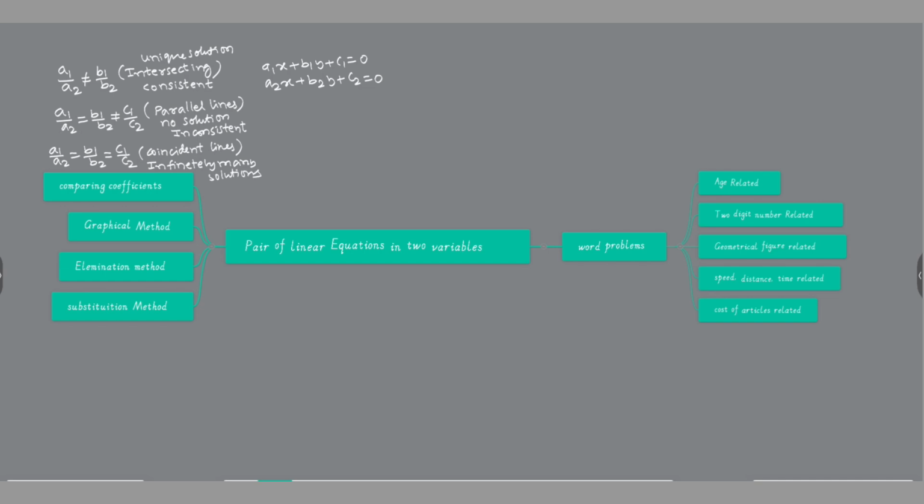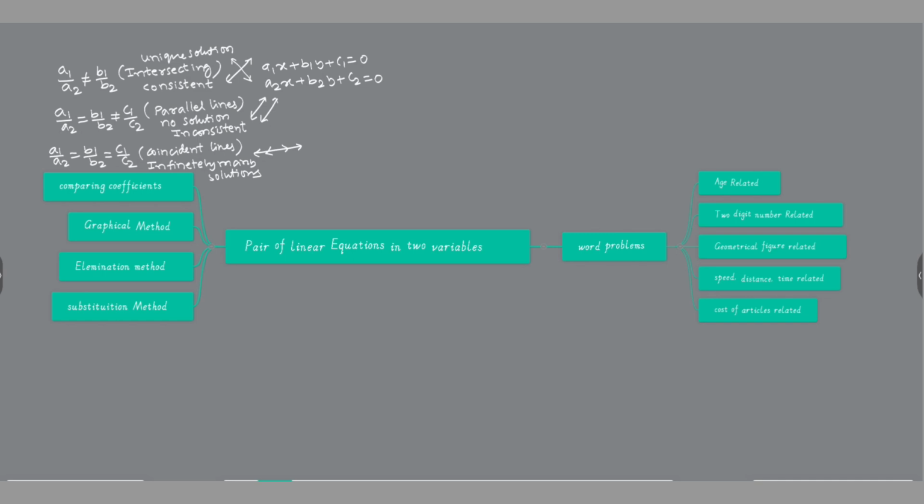So here if you see, lines will be there like this, intersecting. Here lines will be there like this, parallel. Here lines will be there like this, coincident, one on another. So this is about the first topic, very important topic. In every exam, one question will come based on this, either objective or 2 marks. Sometimes long answer type also.